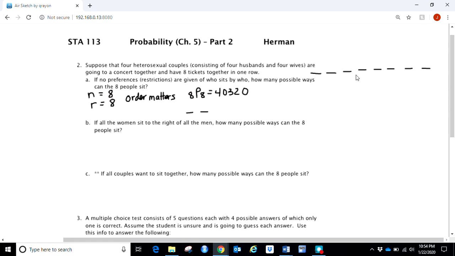Another way to approach this problem was just to think through the multiplication rule. There's 8 different people who could sit in the first seat, 7 who could sit in the second seat, 6, 5, 4, 3, 2, 1. And then since everyone is sitting, that's why we're going to be multiplying all those numbers together.